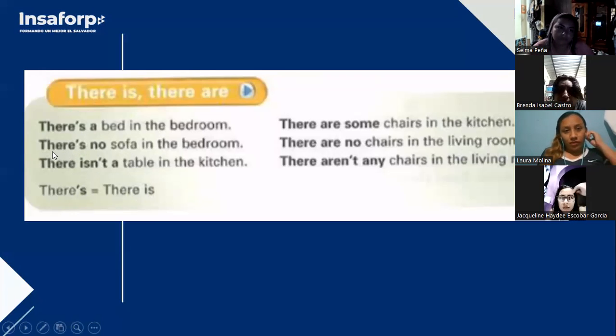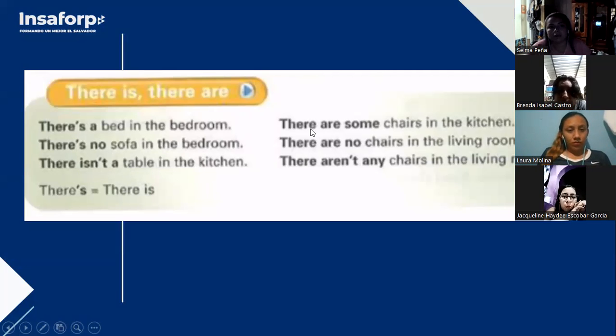Now, we have these two ways to say in negative. Negativo, guys, podemos decir there's no or there isn't, okay? No, ahí no hay, okay? For example, there is no sofa in the bedroom. No hay un sofá en la cama. There isn't a table in the kitchen. No hay una mesa en la cocina, okay?